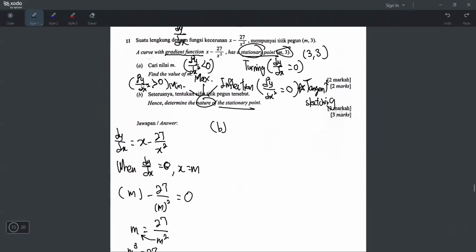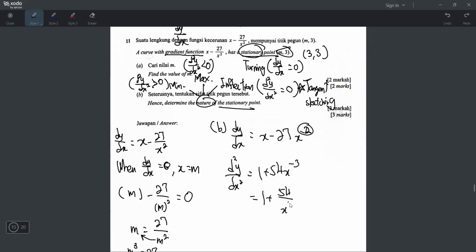So what we have to do now is the second derivative. We already know dy/dx is x minus 27 over x squared, which is x minus 27 times x to the power of negative 2. You bring the x up because you want to differentiate this again. The second derivative means you differentiate dy/dx again. When you differentiate x, you get 1. When you differentiate this, you take negative 2 times negative 27, which is positive 54, and the power minus 1 gives negative 3. So you end up with 1 plus 54 over x cubed.